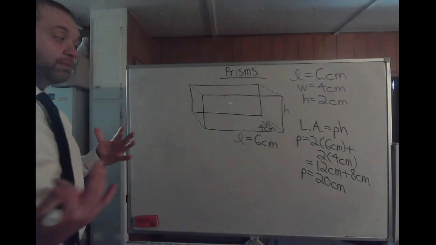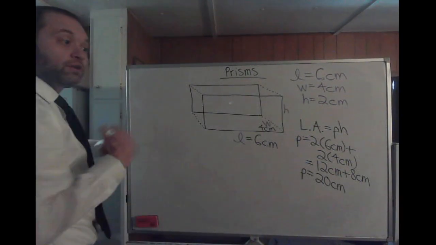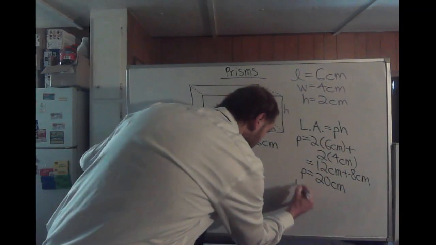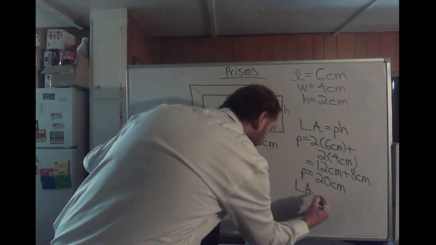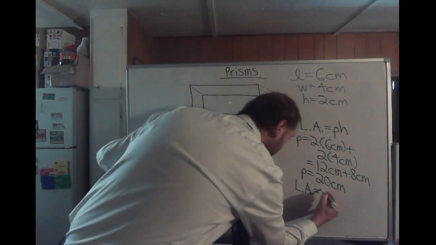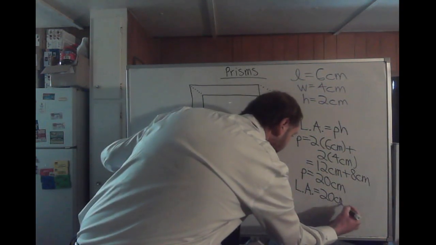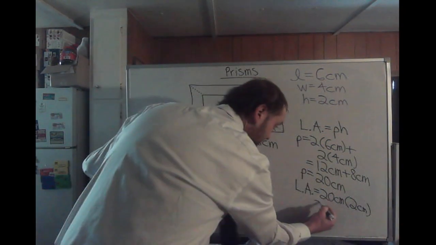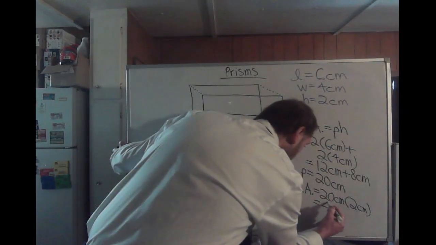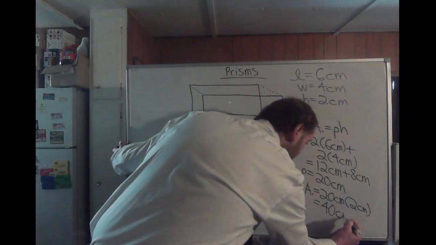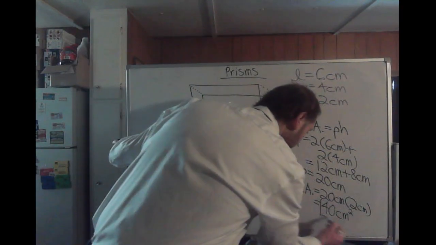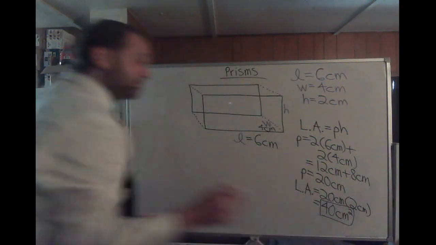Now that we know the perimeter and we know the height to be 2 centimeters, we can actually find the lateral area of the prism. The lateral area is going to equal that perimeter of 20 centimeters times the height of the prism, which is 2 centimeters. Well, what's 20 times 2? That's 40. And then centimeters times centimeters is centimeters squared. The lateral area of this prism would in fact be 40 square centimeters.